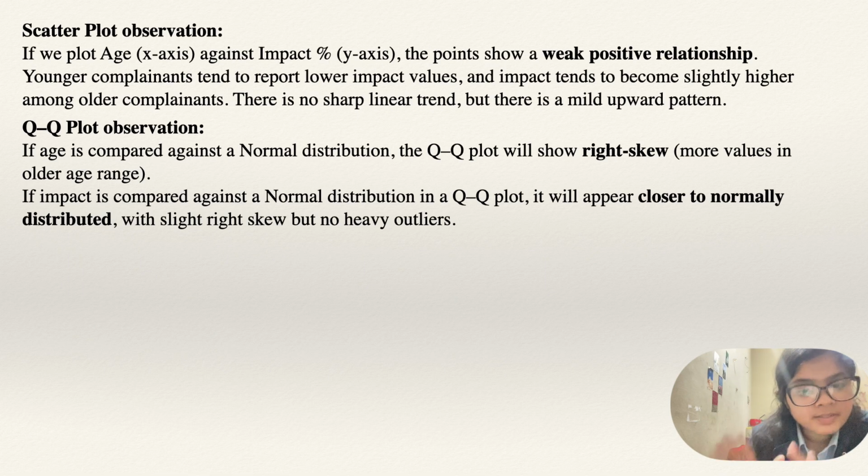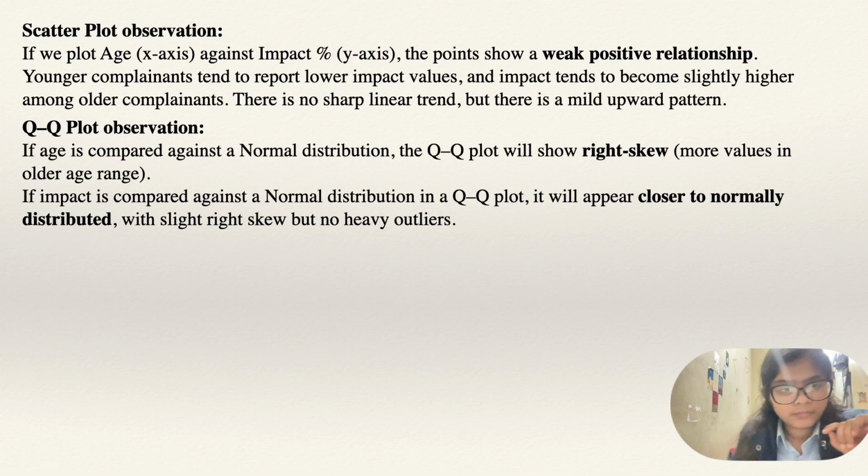Moving towards the last subpart, we need to explain the scatter plot and QQ plot observations. So if we plot age on the x-axis against impact on the y-axis, the points show a weak positive relationship. Younger complainants tend to report lower impact values, and impact tends to become slightly higher among older complainants. There is no sharp linear trend, but there is a mild upward pattern.